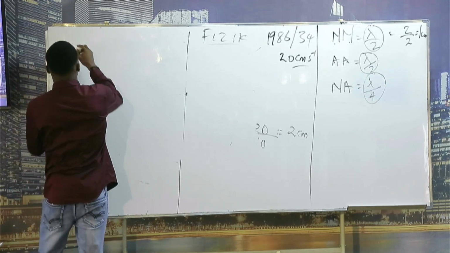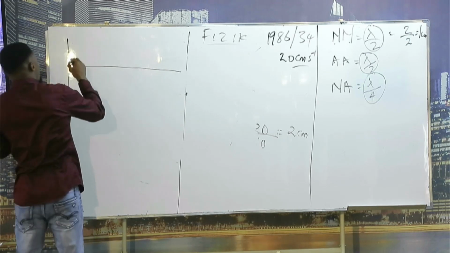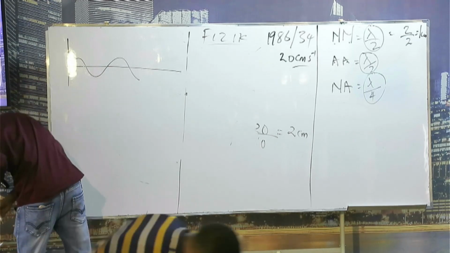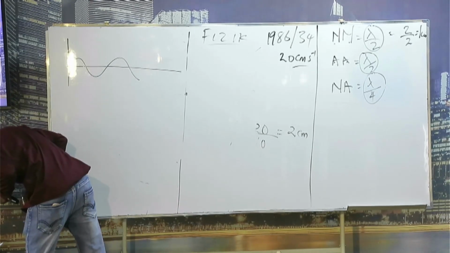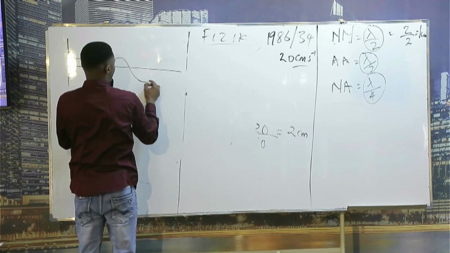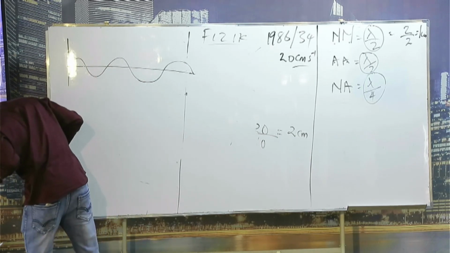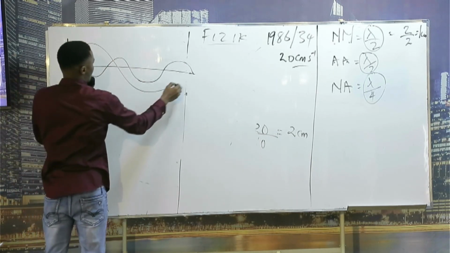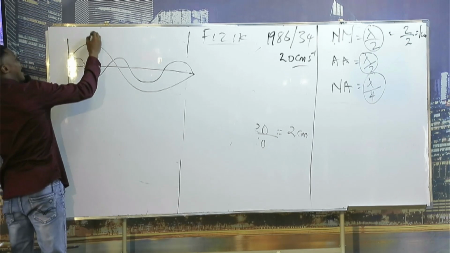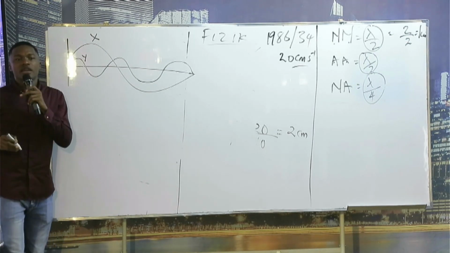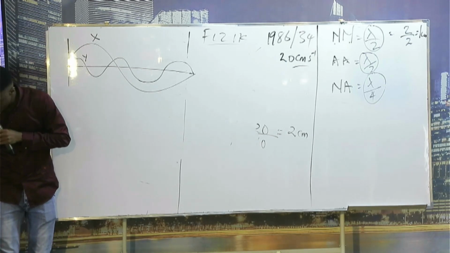Number 22. A weirdly looking diagram. This diagram is not very clear, but I think this is it. There are two waveforms there. The bigger one on top is X, and the smaller one is Y.